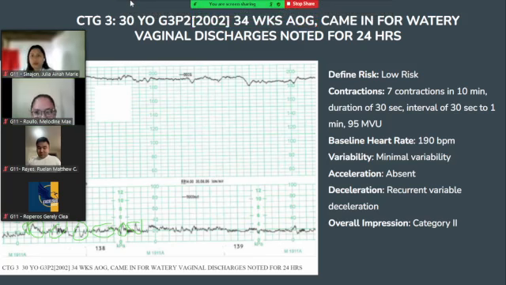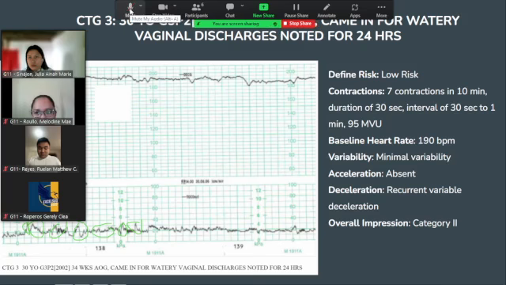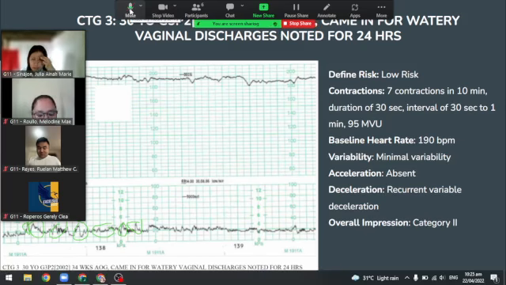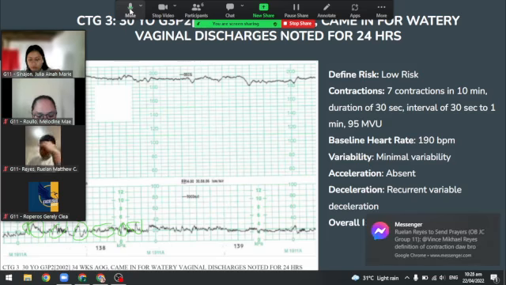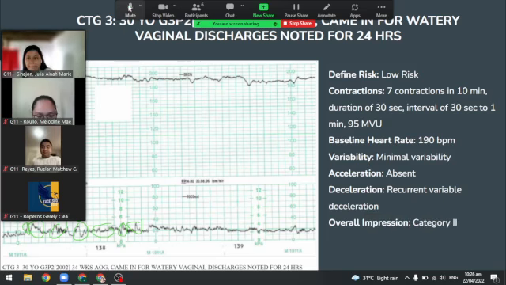Other members, define contractions. Can I try, doc? Contractions, doc, are essential for the progression of labor, and they compress the vessels running inside the myometrium. So there could be a transiently decreased placental perfusion or cause umbilical cord compression. How many MVU units will you consider as a contraction?